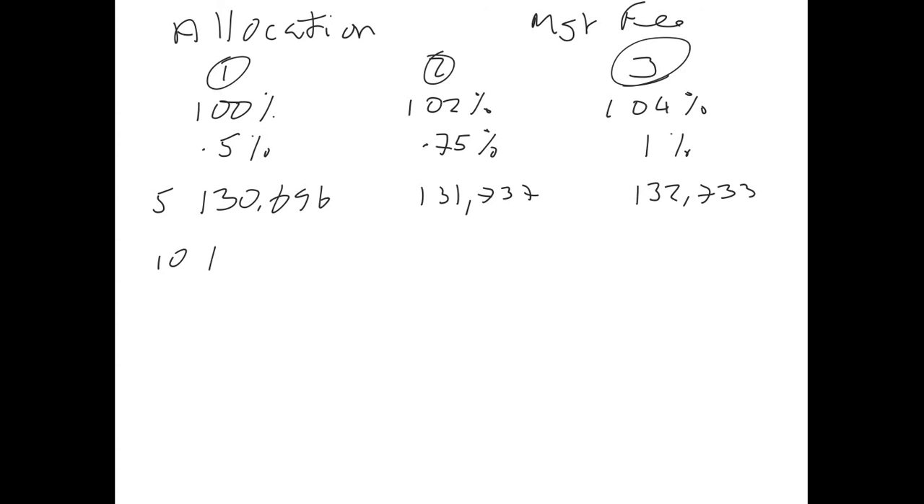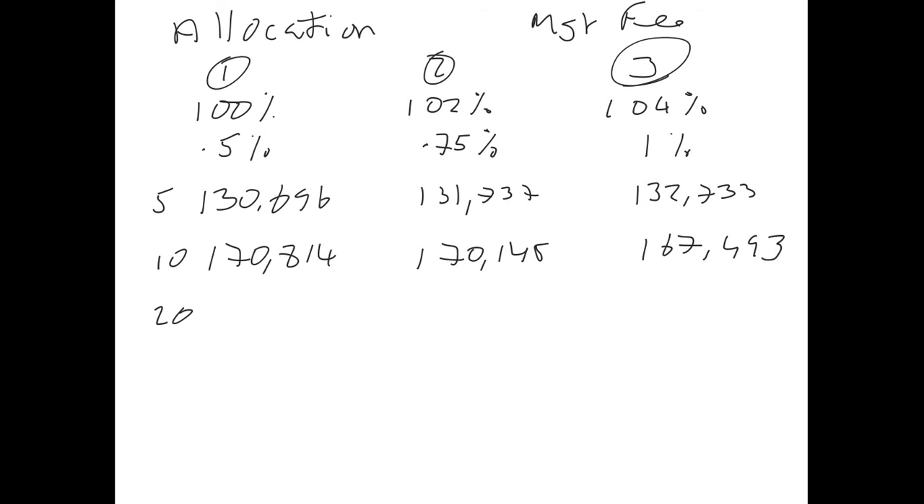After 10 years, we have 170,814. Option 2 is 171.45, and under option 3 it's 167.493. So you can see the effect of the higher management fee in just 10 years has made it very unattractive, and that's the power of compounding. So we'll go on to the last one.